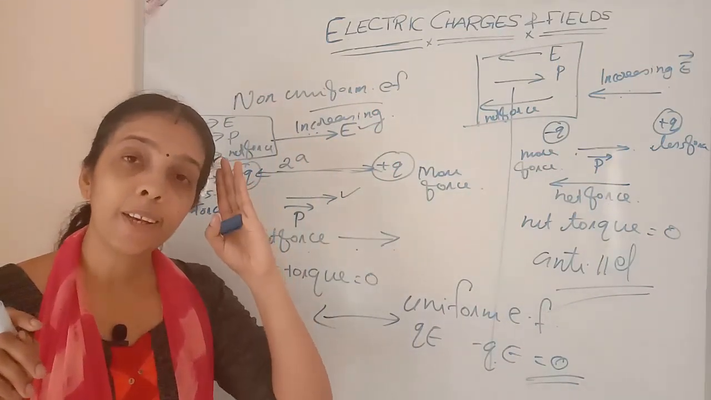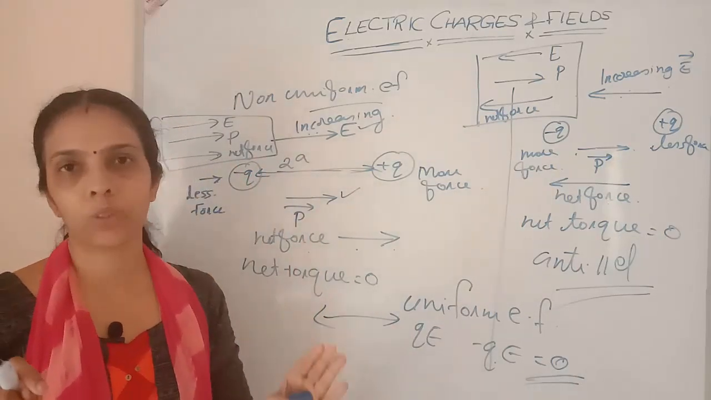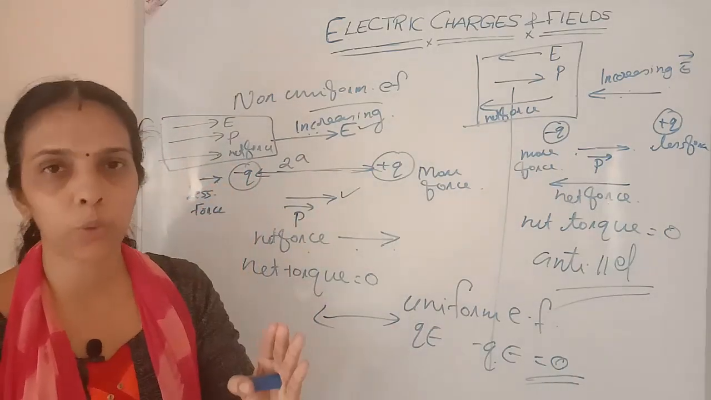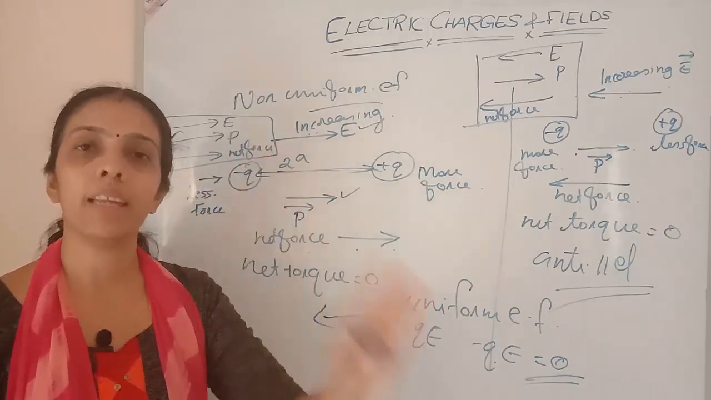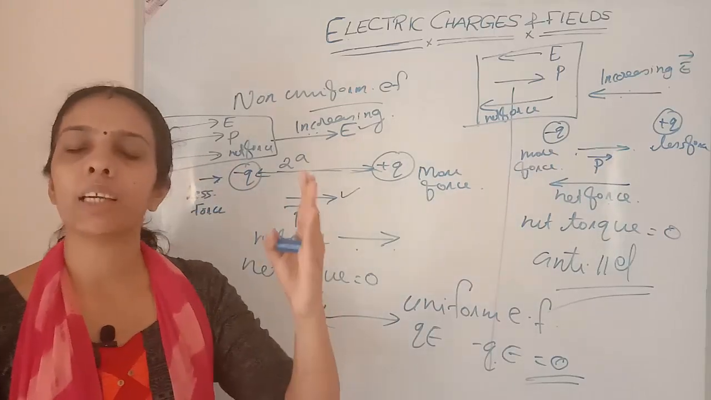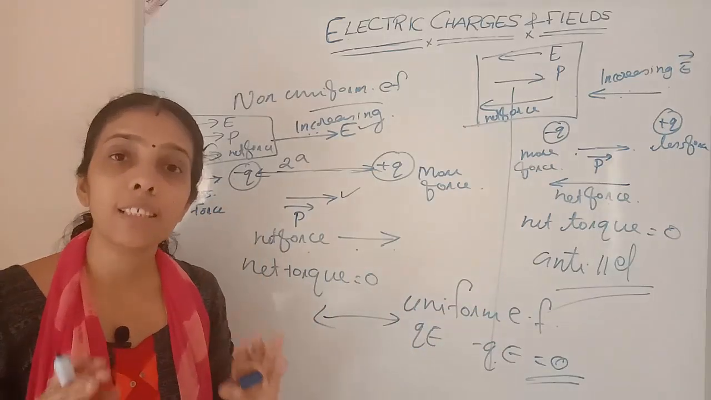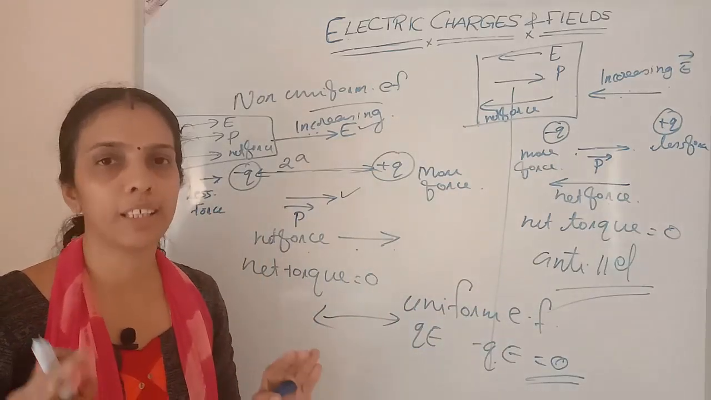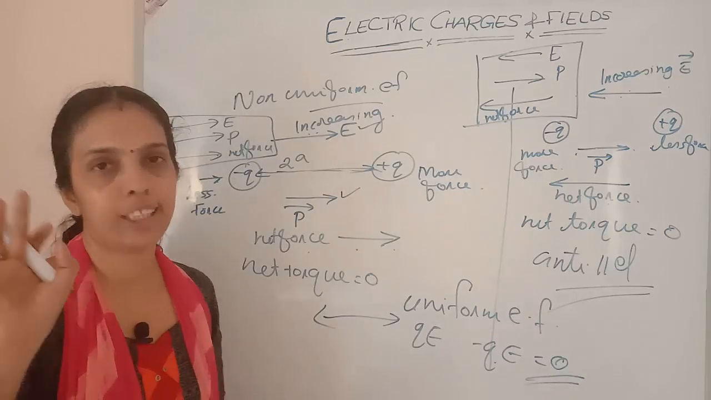If it is a non-uniform electric field, net torque acting on the system will be equal to 0 if P and E are parallel to each other, and then we can say it is under stable equilibrium. If E and P are anti-parallel to each other, net torque acting on the system will be equal to 0, but it is called an unstable equilibrium.